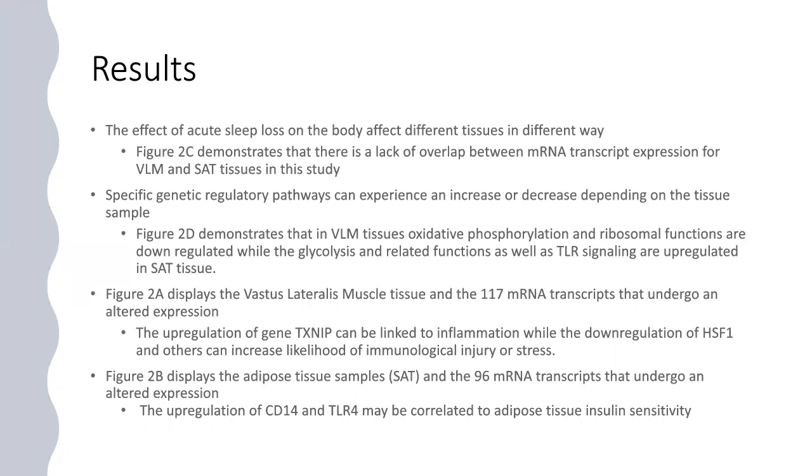Figure 2A displays the vastus lateralis muscle tissue and all of the 117 mRNA transcripts that undergo altered expression. Specific genes and specific functions include the upregulation of gene TXNIP, which can be linked to inflammation, while the downregulation of gene HSF1 and others can increase likelihood for immunological injury or stress. Finally, Figure 2B displays the adipose tissue samples and the 96 mRNA transcripts that underwent an altered expression. The upregulation of specific genes like CD14 and TLR4 may be correlated with insulin sensitivity in adipose tissue.